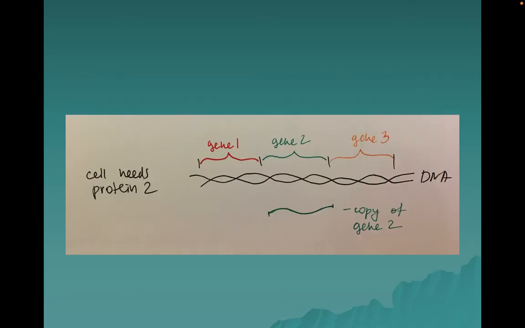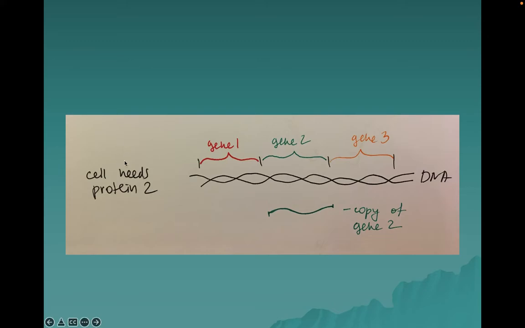So going back to this second diagram, I already mentioned that the word to describe a section of DNA which codes for a protein is known as a gene.